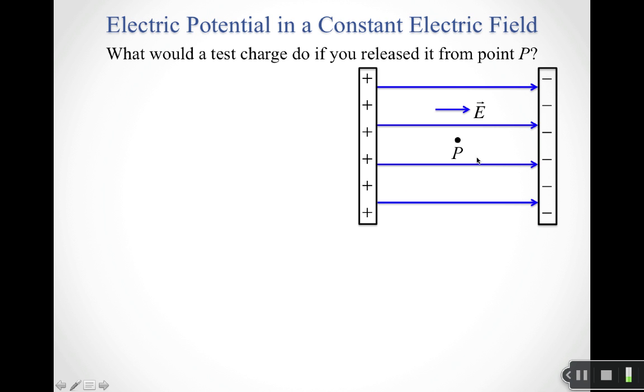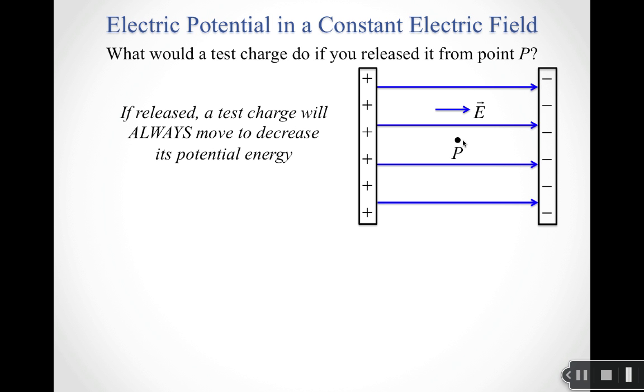So what would happen if we took our test charge and released it here at point P? Well, that's going to depend. Which way it moves would depend on the test charge, but we know that a test charge will always move to decrease its potential energy. So if I put, say, a positive test charge here, I know that it would move to the right to decrease its potential energy when I released it. If I released a negative test charge from point P, it would move to the left to decrease its potential energy as I released it.